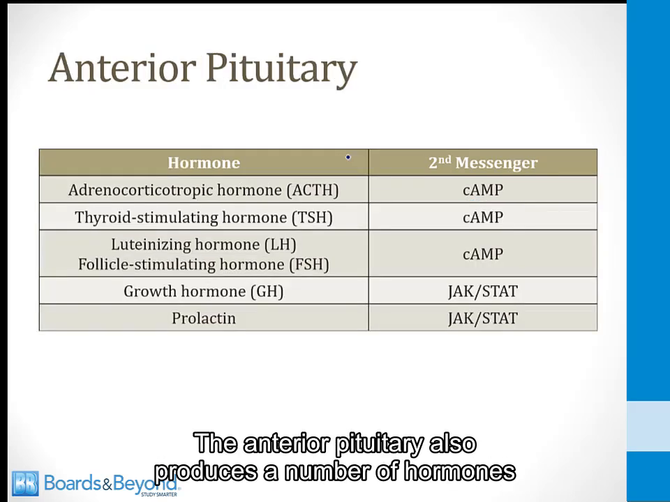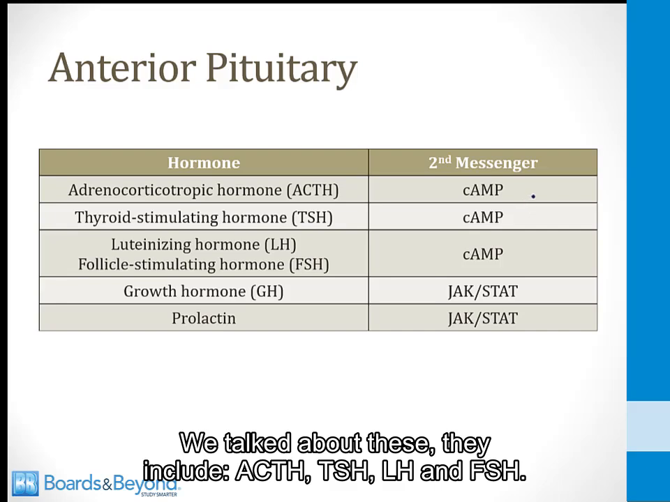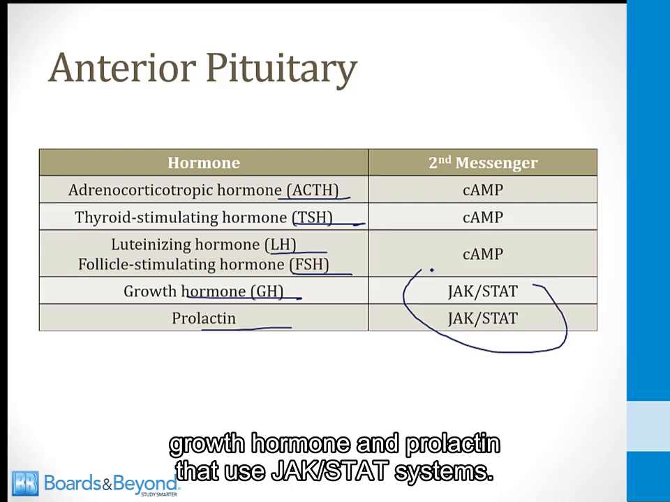The anterior pituitary also produces a number of hormones that use a cyclic AMP system. We talked about these. They include ACTH, TSH, LH, and FSH. There are two anterior pituitary hormones, though, growth hormone and prolactin, that use JAK-STAT systems.